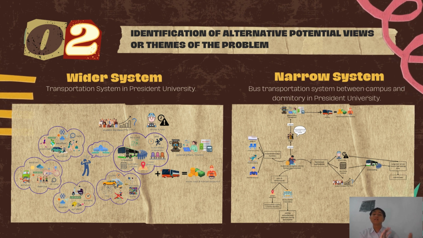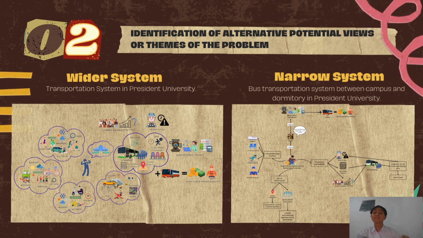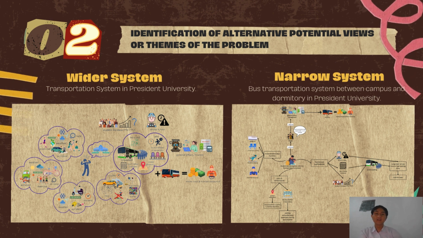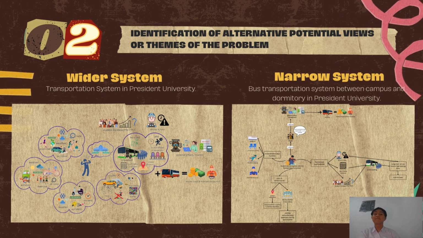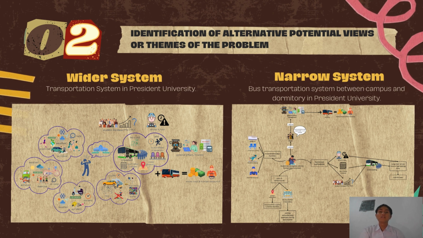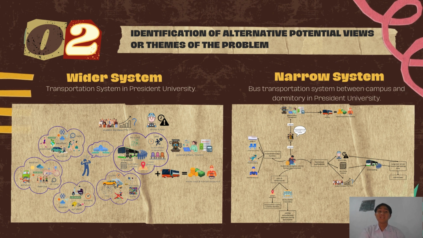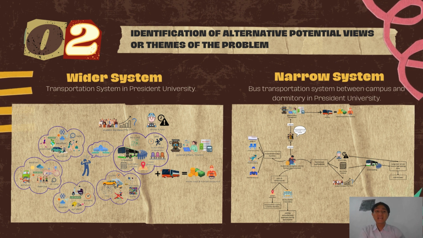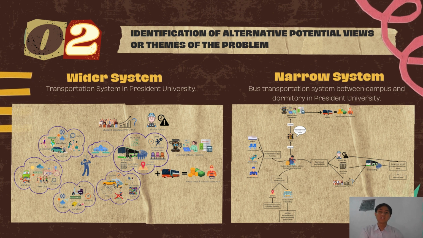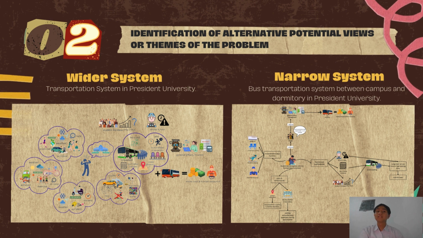As we can see, on the left is the rich picture diagram in the wider system. Since the rich picture diagram needs to capture a bigger picture, as we can see there, it shows the whole transportation system in President University. Based on the rich picture diagram, the problem formulation is inefficiency from the student point of view, including bus departure and arrival delays, long lines or overcrowding, and the bus not following the pickup schedule, which leads to student dissatisfaction and impacts the students' ability to move between campus and dorm effectively.